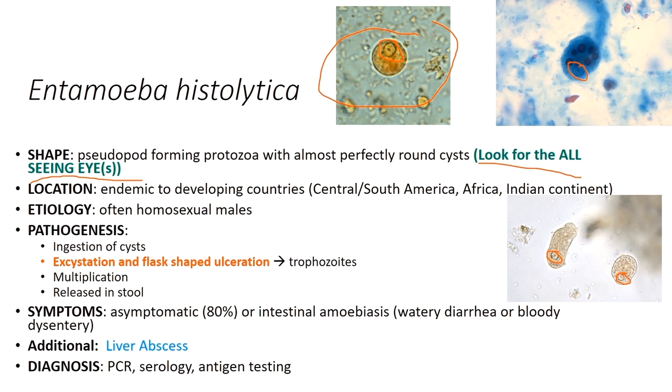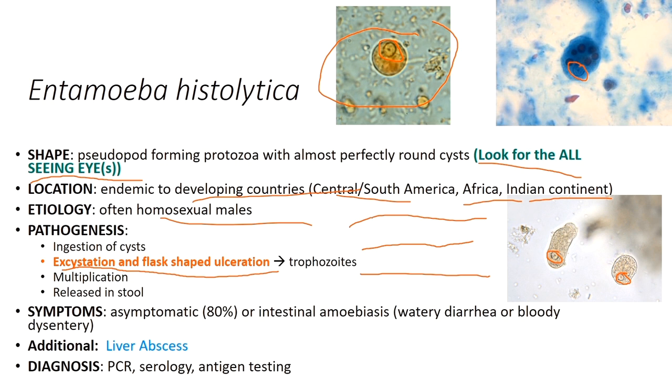So it's endemic in countries like Central and South America, Africa, the Indian continent as well, often in homosexual men. So what these guys do is they invade and cause flask-shaped ulceration of your intestines, and that's because of the trophozoites invading. And so you have your mucosa, your submucosa, and then your muscularis layers. This causes ulceration that comes into the mucosa and submucosa, and it looks sort of like that. That's your flask-shaped ulceration. You'll see that most likely in PATH, so you know exactly what I'm talking about.